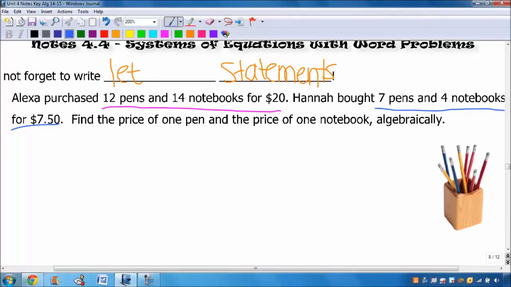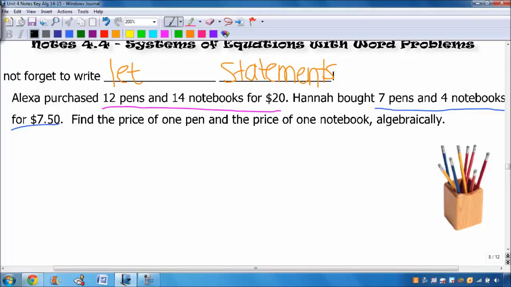So now that we've done that, we need to identify what we need to figure out. What we need to figure out is the price of 1 pen and the price of 1 notebook. Now I have to ask myself, how many things do I not know? Well, I don't know how much a pen is and I don't know how much a notebook is. So I'm going to write 2 let statements.